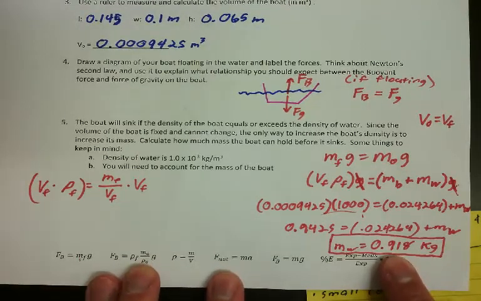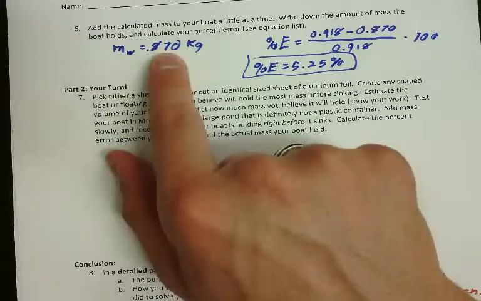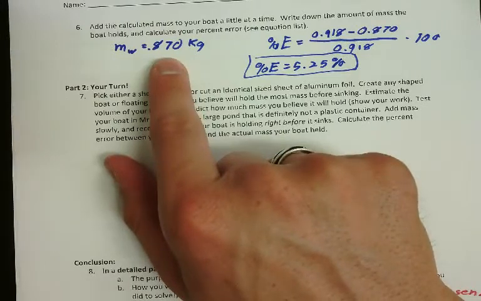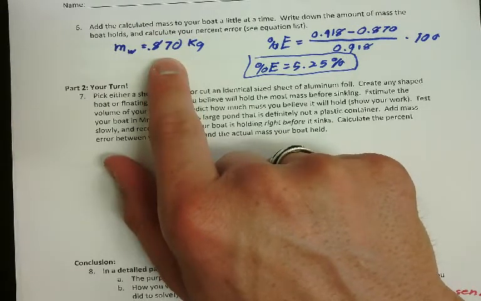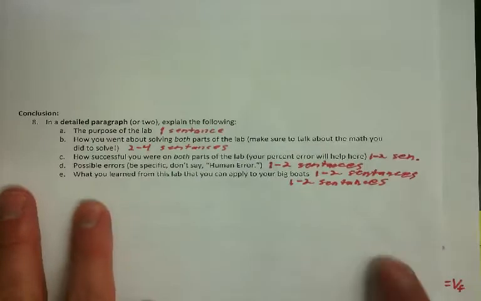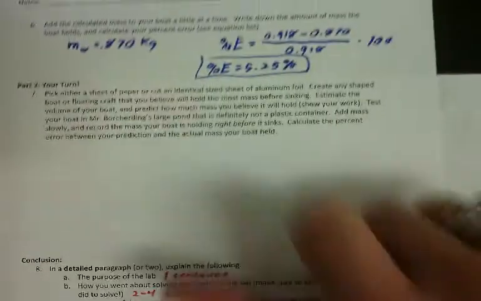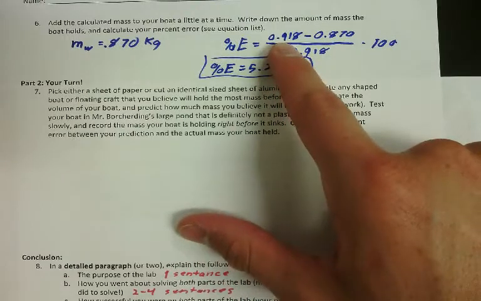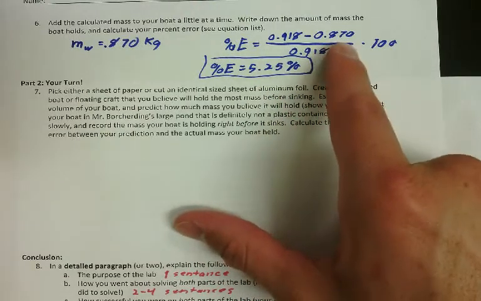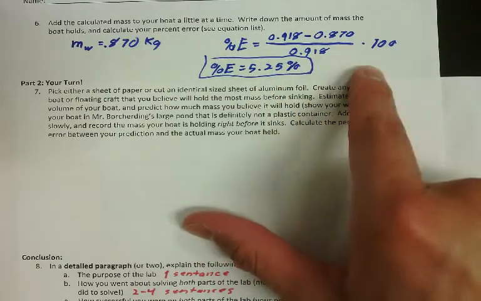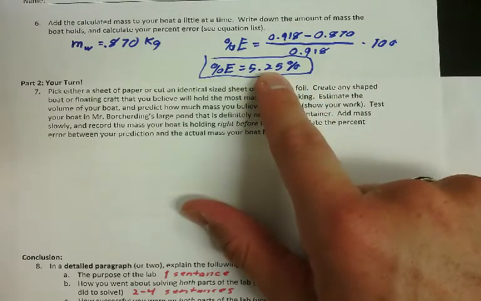That's 918 grams. So then what I did is I tested it, and when I tested it, I found that it held 870 grams, so 0.87 kilograms. And then I used the percent error equation to figure it out. 0.18 minus 0.87 divided by 0.18 times 100, my percent error was 5.25.